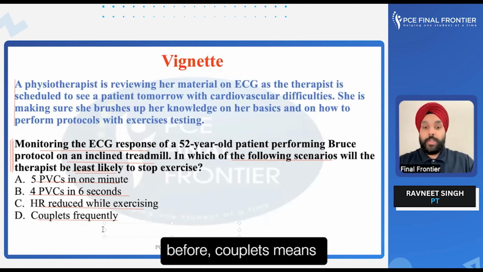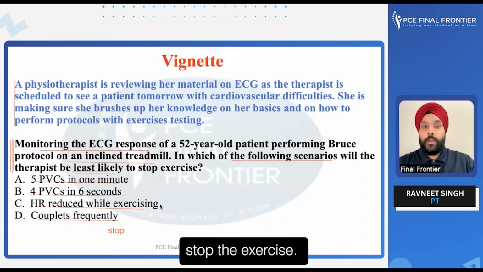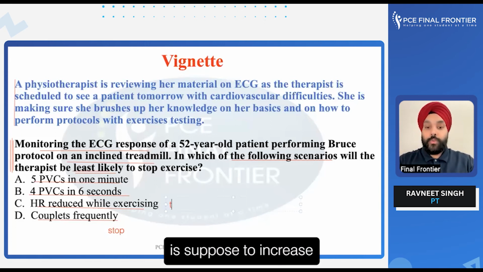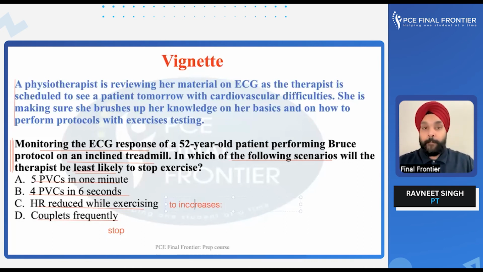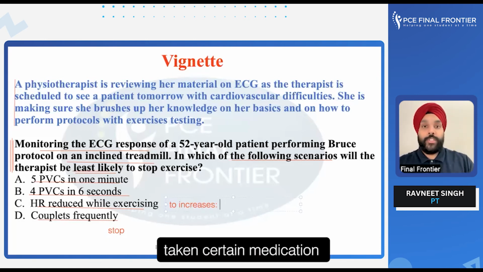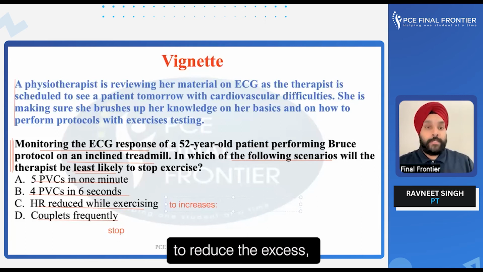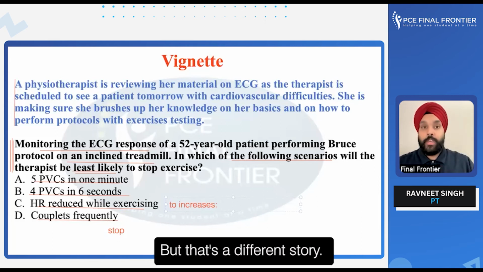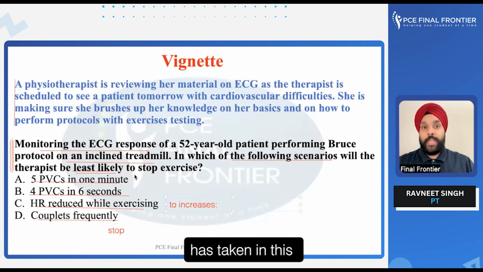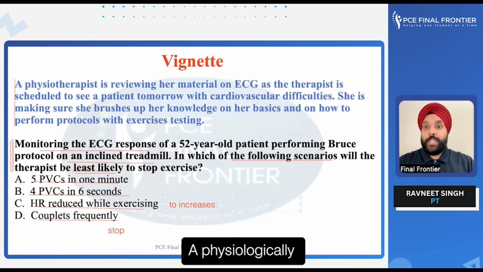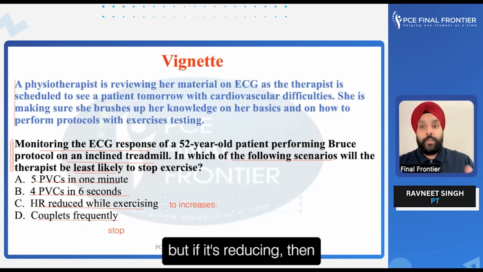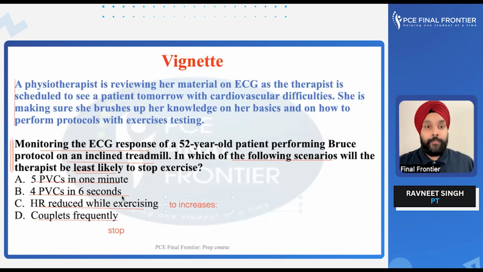As we discussed before, couplets means stop the exercise. Heart rate is supposed to increase with the exercises, but when it reduces, that means something is not right with the patient. Unless the patient has taken certain medication that is supposed to reduce the heart rate, but that's a different story. We don't know what medication the patient has taken in this particular question, so we can't assume it. Physiologically, the heart rate is supposed to increase, but if it's reducing, then there's a problem.